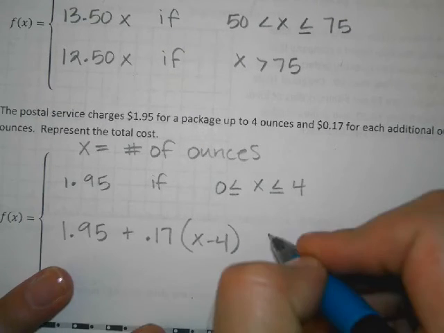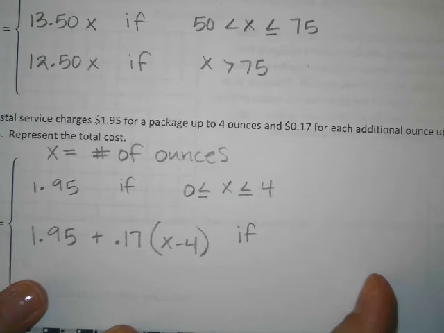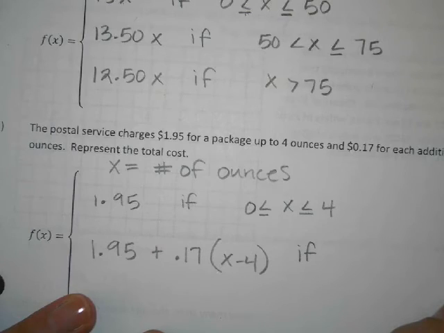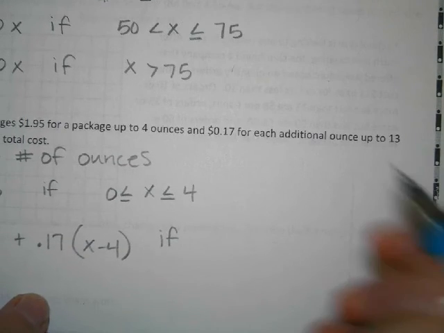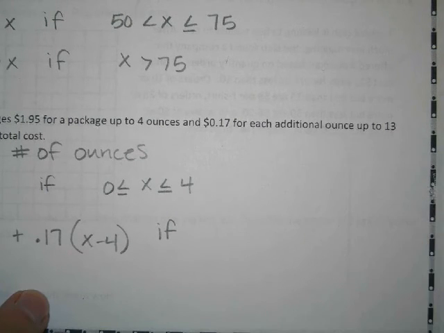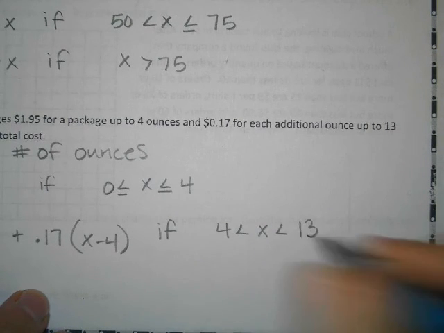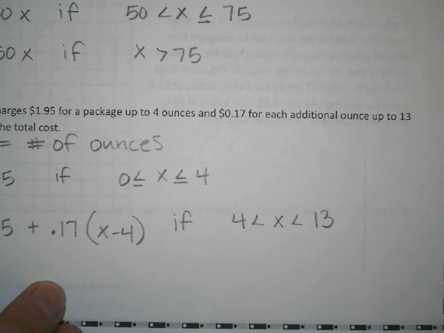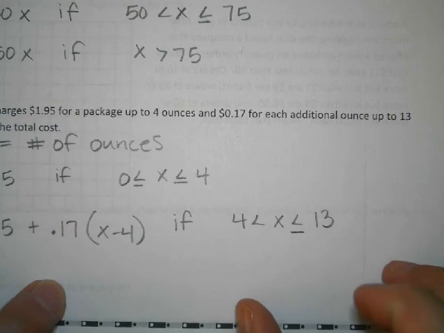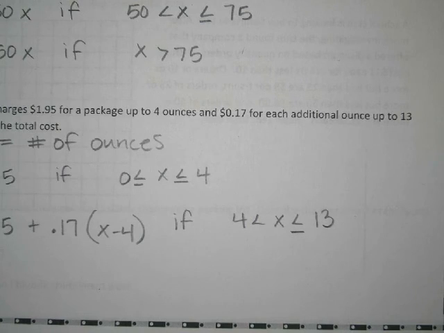All right, and that's if, and what ounces are we allowed for this? More than 4, but less than 13. So 4 to 13. Can we include 13? Yes. Okay. So here's what I want.